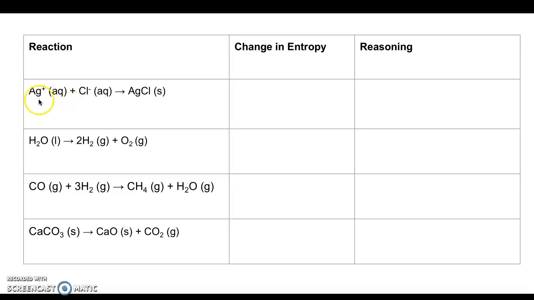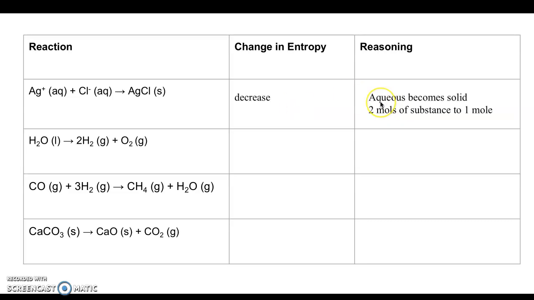So looking at this first reaction, we have aqueous silver ions plus aqueous chloride ions making solid silver chloride. So we're going from an aqueous state where our particles have some movement in liquid to a solid state where our particles are close together and ordered. Therefore, we have a decrease in entropy.